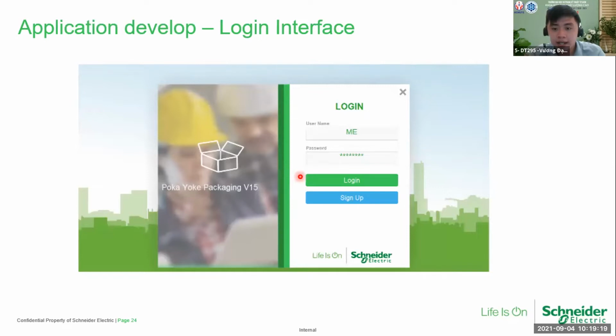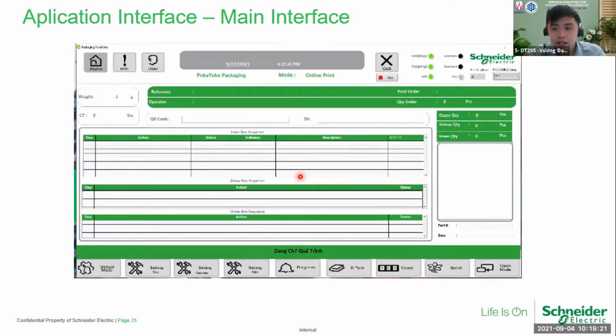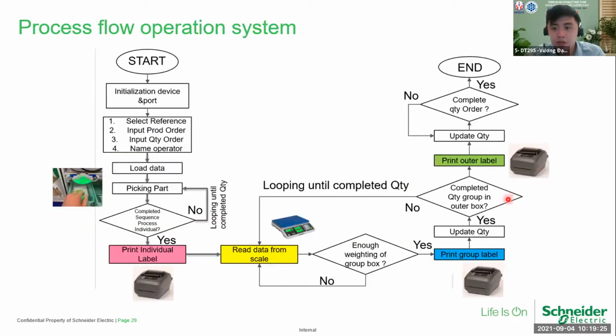This is the login interface. After logging in successfully, this is the main interface. Next, I will introduce the process flow of the system. The operator logs in and inputs the data for the production order. The system logs the product data and starts the rosette packing.